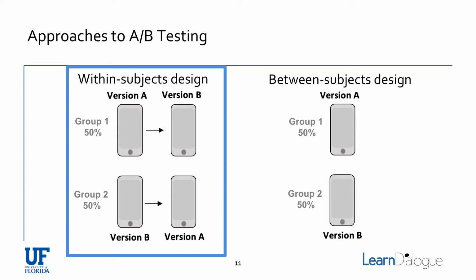It is recommended to minimize order effects by using counterbalancing. The image on the left shows counterbalancing, where participants are split into two groups, so that half of them use version A first and the other half uses version B first. This prevents biases from using a certain version first or last.